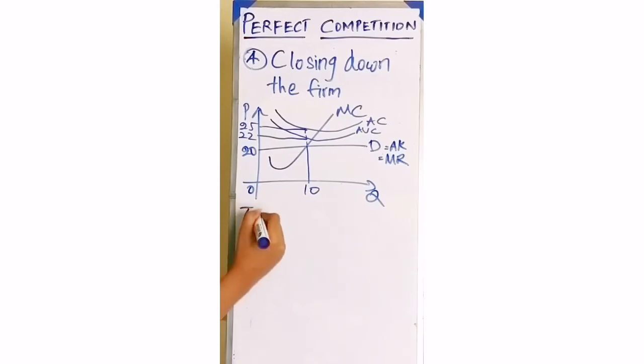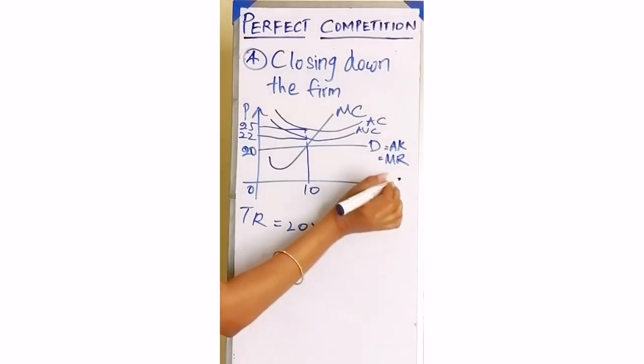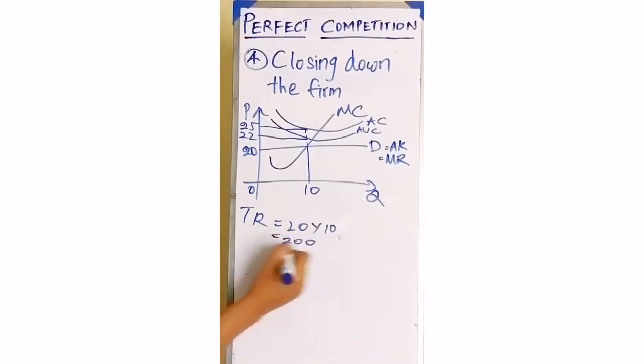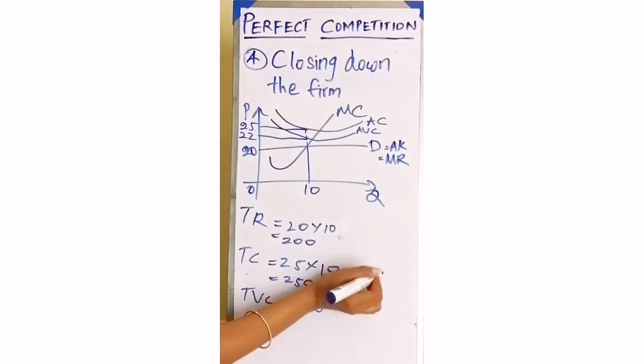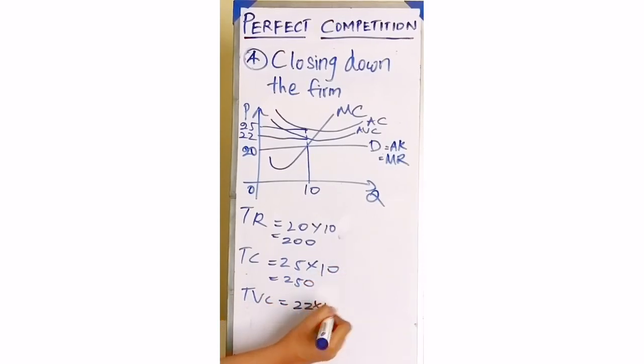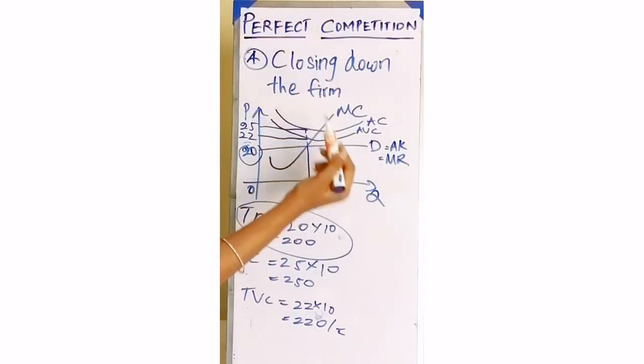So we'll see it in numbers. TR is equal to 20 into 10, 200. Then TC is equal to 25 into 10, this is 250. Then TVC is going to be, to make sure that it's not even able to cover that, 22 into 10, which is 220 rupees. So this particular total revenue, this particular price, is not even capable of covering the TVC. Therefore, the firm is going to get closed down.